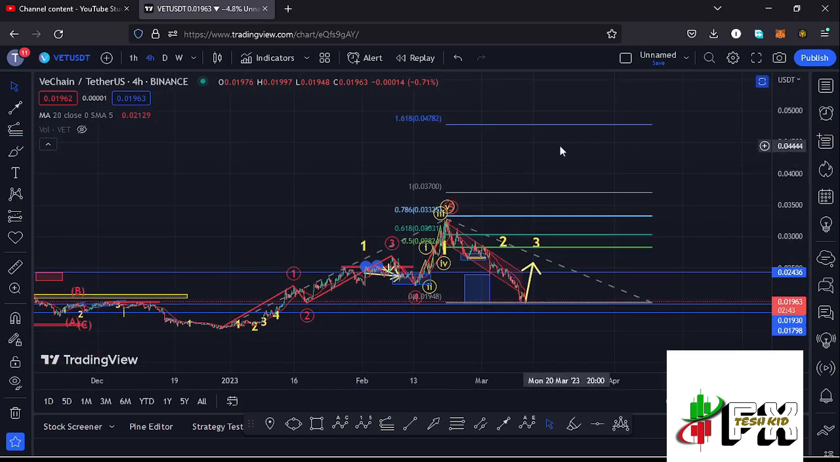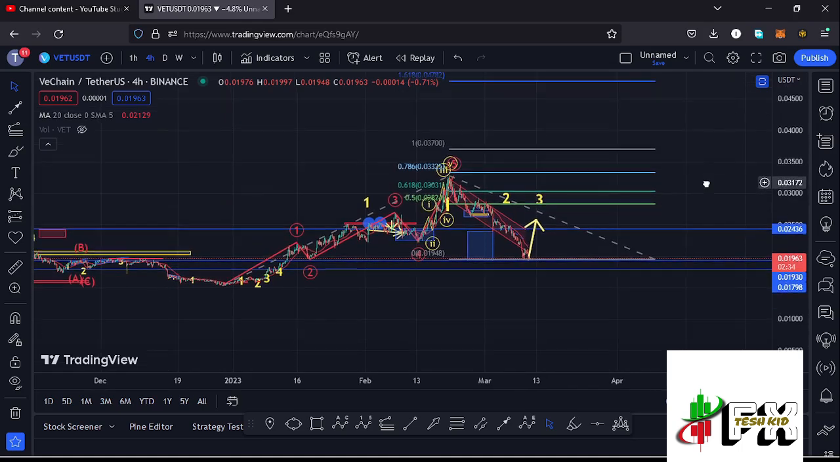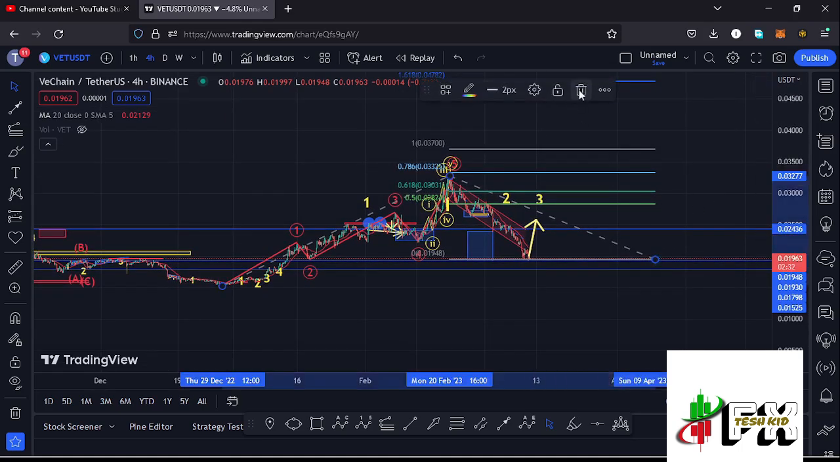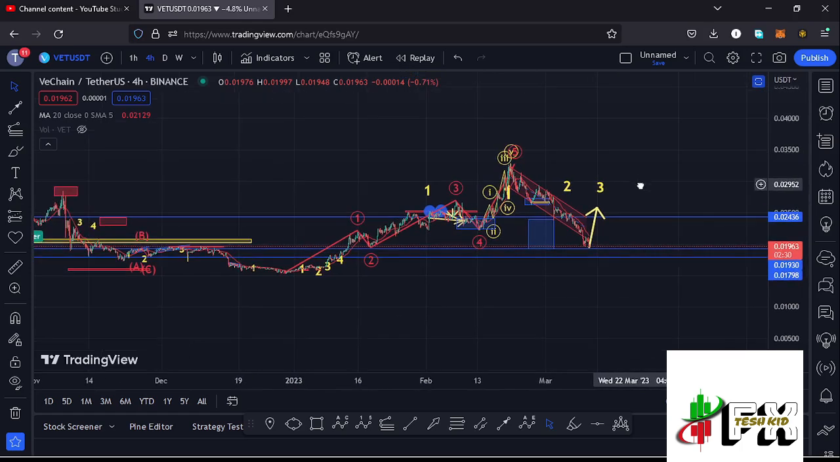and that gives me a minimum target area to the upper side in the formation of that larger Elliot wave count 3 at the fib level 1.618, and that is at around the $0.04782 mark, and that is the minimum that we can expect Vechain to do here on the short-term scenarios in the formation of that larger Elliot wave count 3.